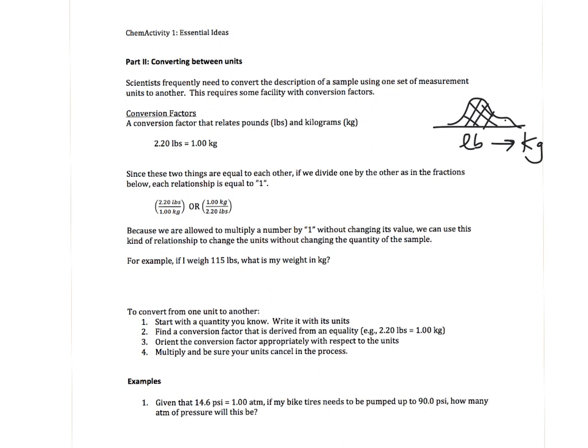In order to be able to do that, we need to know what the relationship is between pounds and kilograms, and we do that using conversion factors. The first thing we need to do to create a conversion factor is to know the relationship. So it happens to be that 2.20 pounds is equal to 1 kilogram. Since these two things are equal to one another, in other words, they describe the same quantity, just in different units, we can divide one by the other, for example.